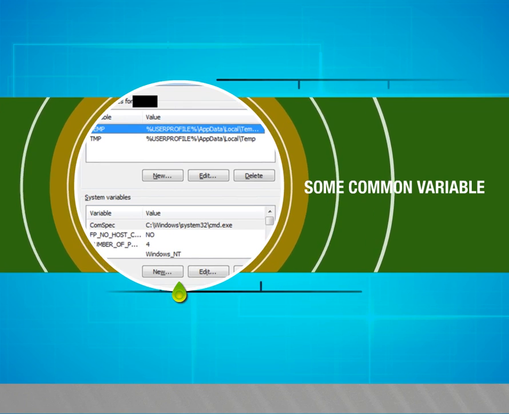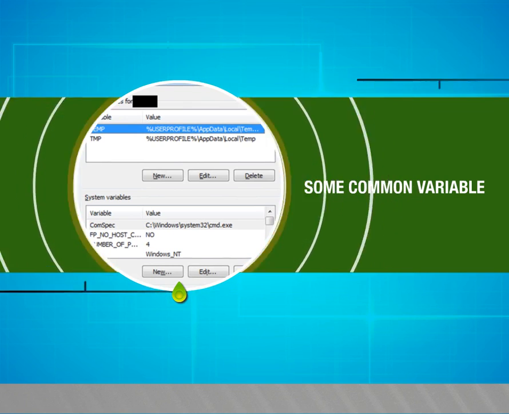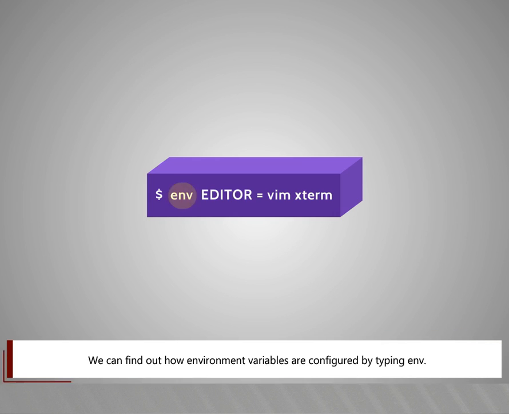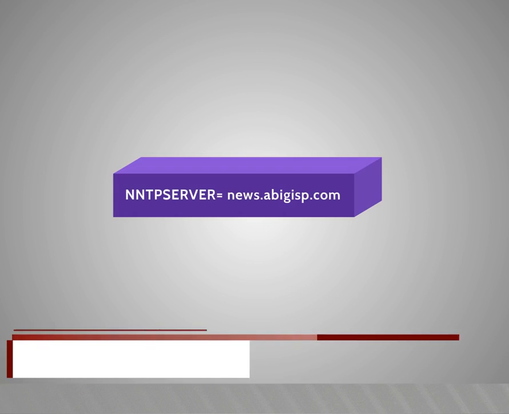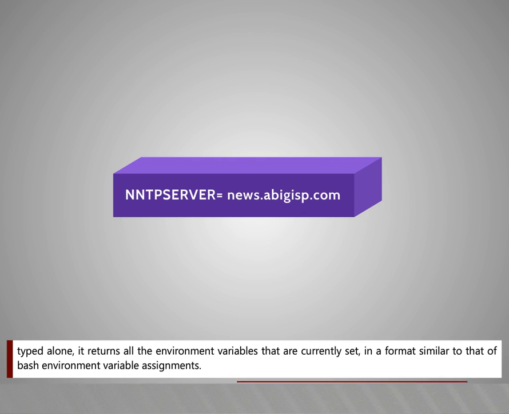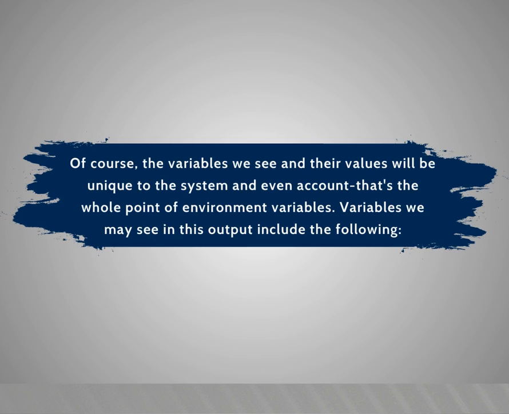Some common variables. In this video, we are going to see some common variables. We may encounter many common environment variables on a system. We can find out how environment variables are configured by typing env. This command is used to run a program with a changed set of environment variables, but when it is typed alone, it returns all the environment variables that are currently set, in a format similar to that of bash environment variable assignments. Of course, the variables we see and their values will be unique to the system and even the account. That's the whole point of environment variables.